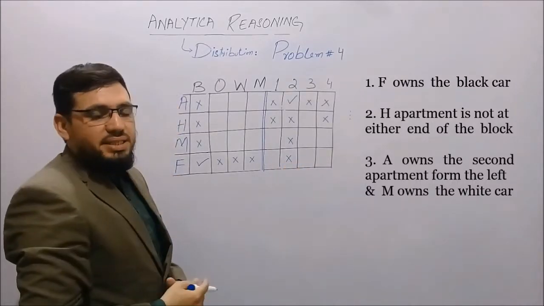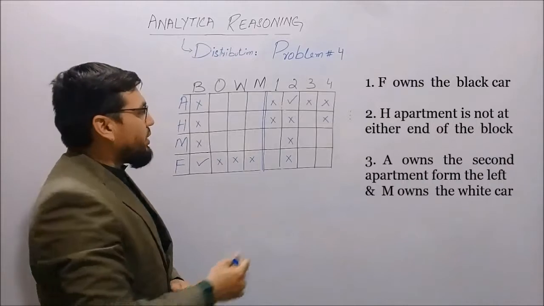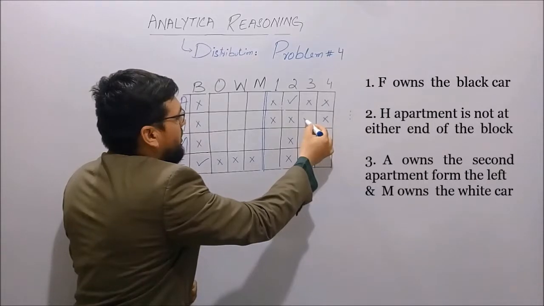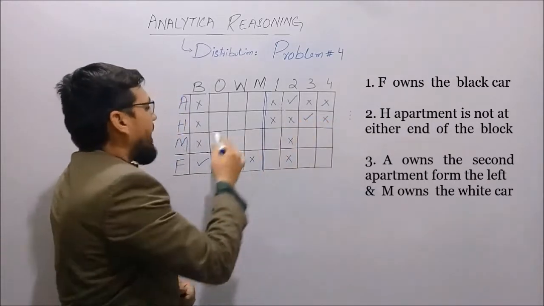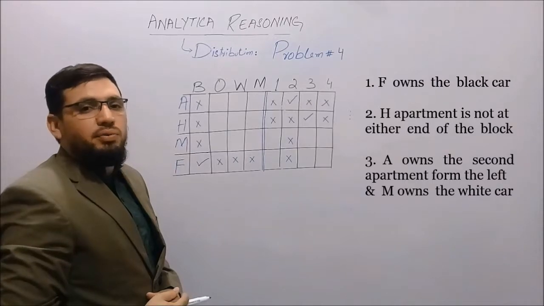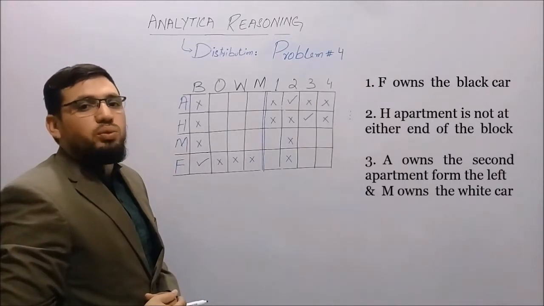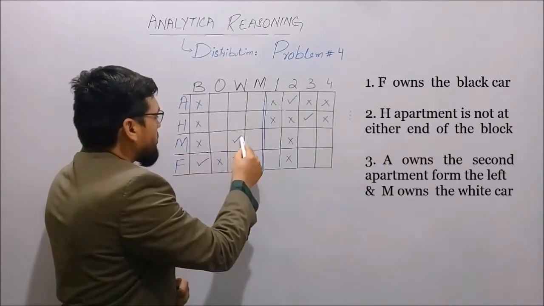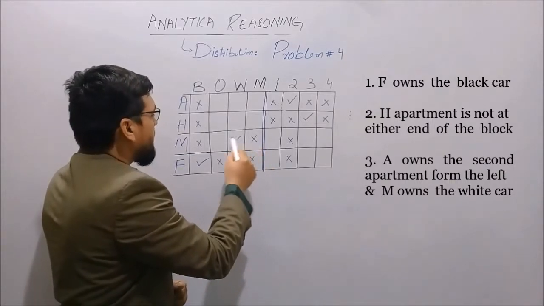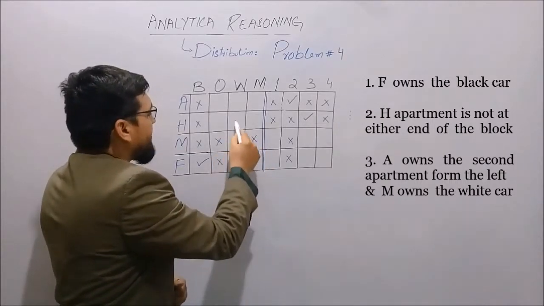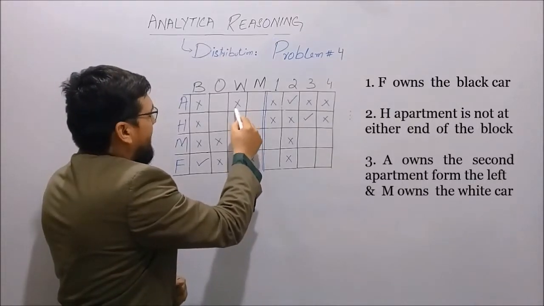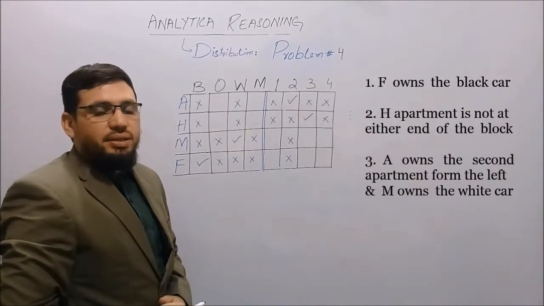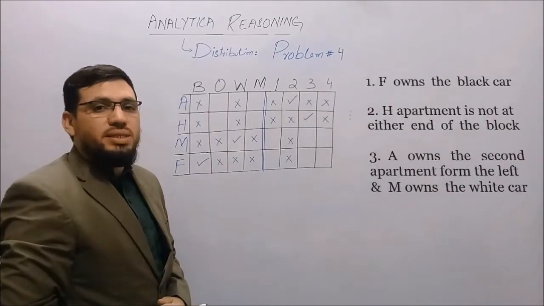Now by applying this information you can see that the third apartment is the only possible apartment that H can have. The second part of this information is that M owns the white car, meaning he cannot have the maroon or the orange one, and neither H nor A can have the white one. Now we have a complete set of the data, and we will move toward our question session.